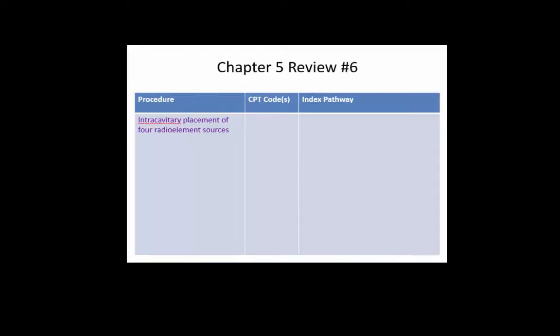Number 6, intracavitary placement of 4 radio element sources. This example is a little tricky, and I wanted to walk you through the steps of why it's tricky and how, if you were coding from an entire record, it wouldn't be as tricky. But because we are pulling phrases or sentences out of a complete record, it does get tricky when you are selecting codes.